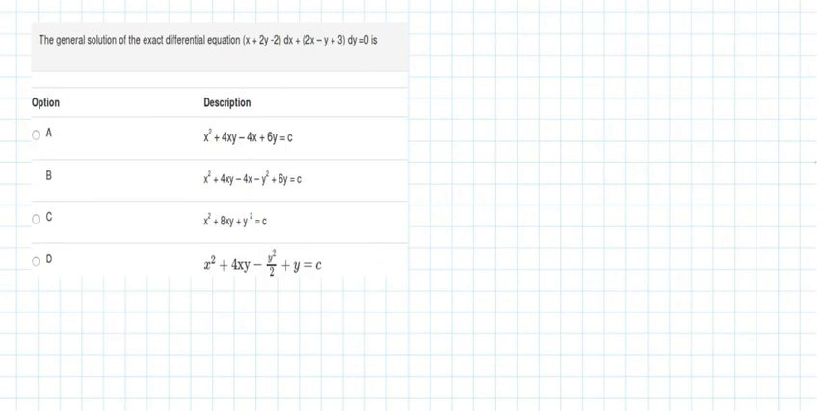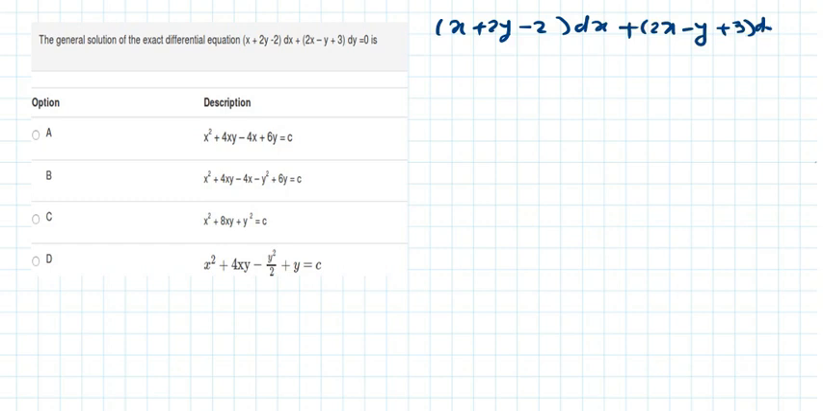Next one. The next question is the general solution of the exact differential equation. It is clearly given that the differential equation is exact: x plus 2y minus 2 dx plus 2x minus y plus 3 dy equal to 0. They are saying this is an exact differential equation. Exact means it is already satisfying the condition, dM by dy equal to dN by dx. So no need to check whether it is exact or not.